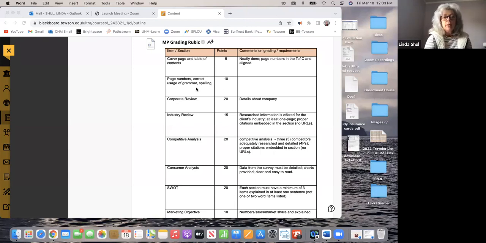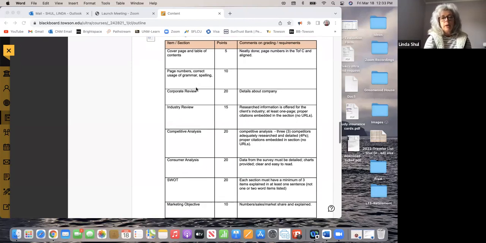Okay, so page numbers, correct use of grammar and spelling. And some people in this class really have issues with that. If you have problems with spelling or grammar, I would say go to the writing center and let them read it, but they're busy at that time of year, at that time in the semester. So you're going to have to plan it accordingly.